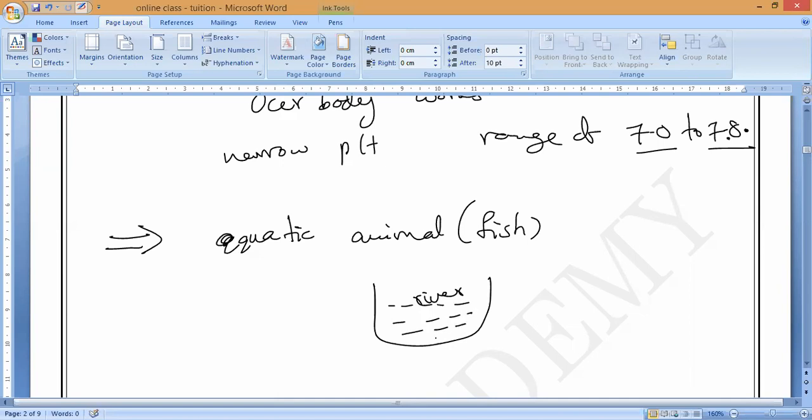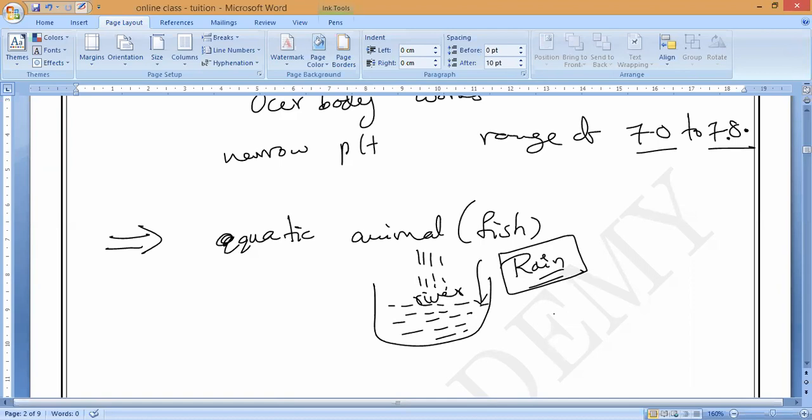Now, how does the river get the water? What does the river get the water from? Because of rain only. Is it yes or no? So every water body used to get water because of rain. Is it yes or no? Will you guys accept it?